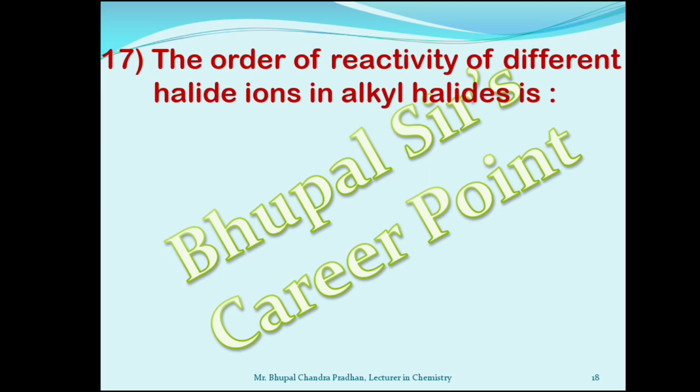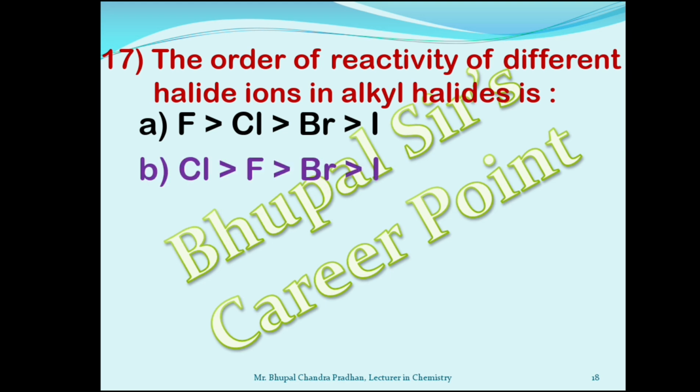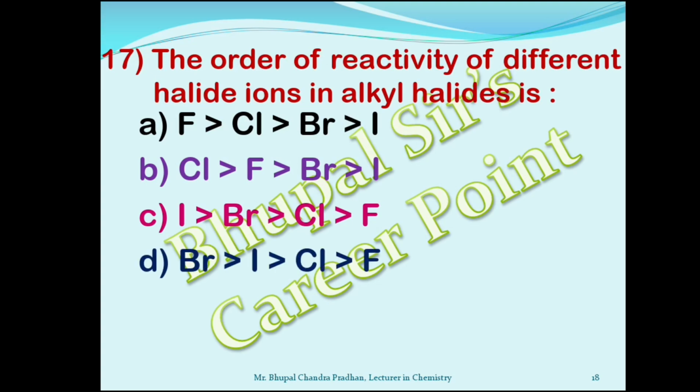The order of reactivity of different halide ions in alkyl halide is: option A, fluorine is greater than chlorine, greater than bromine, greater than iodine. Option B, chlorine is greater than fluorine, greater than bromine, greater than iodine. Option C, iodine is greater than bromine, greater than chlorine, greater than fluorine. Option D, bromine is greater than iodine, greater than chlorine, greater than fluorine. Try to give the correct answer.